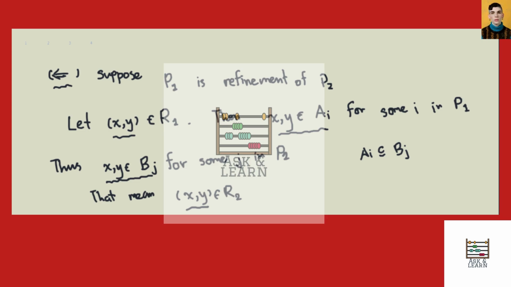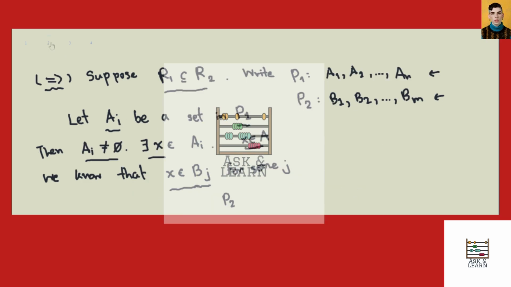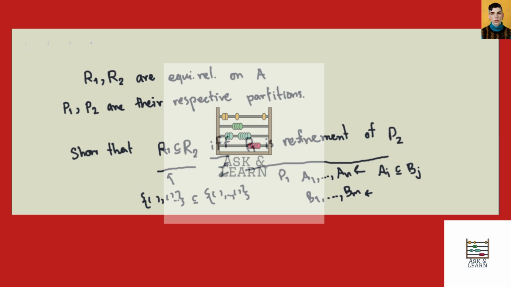And so we start with this, we end up with this. It means that any pair in R1 must be in R2, so R1 is a subset of R2. And so we have proven both directions, so we have proven the if and only if statement.